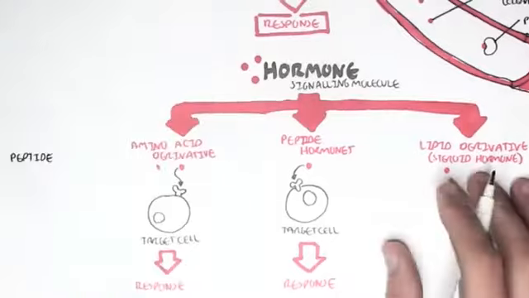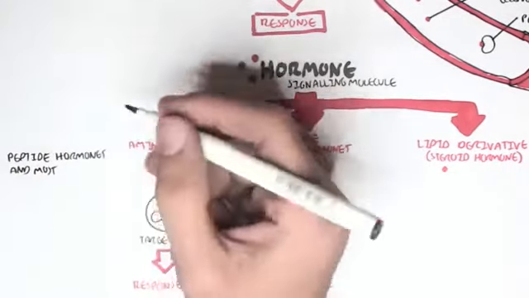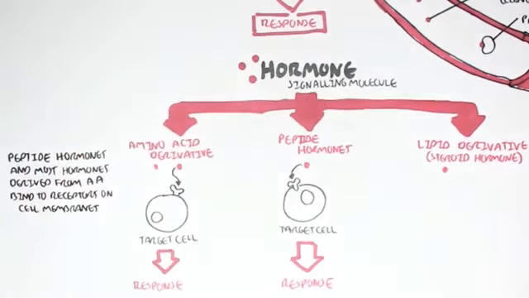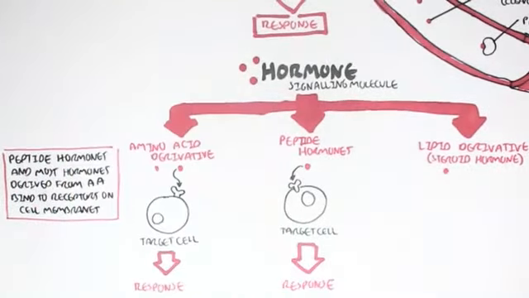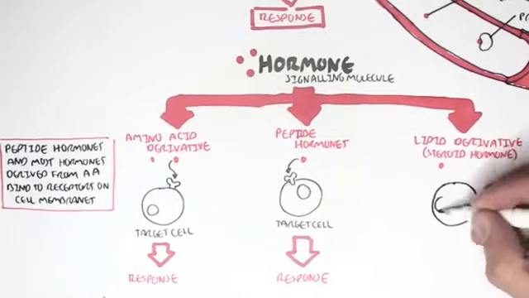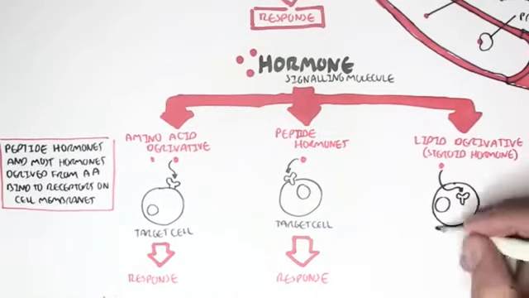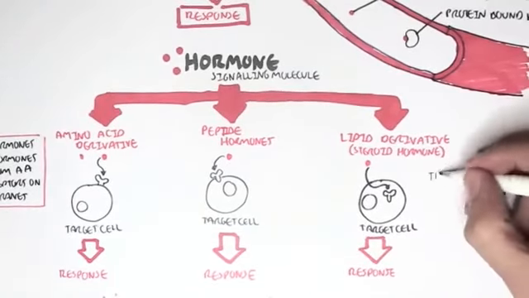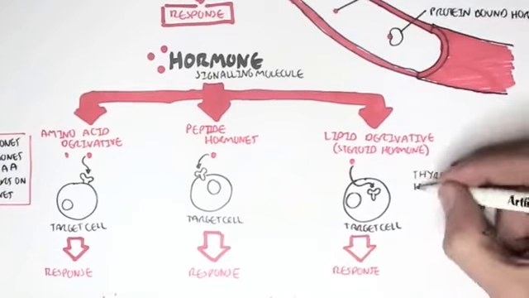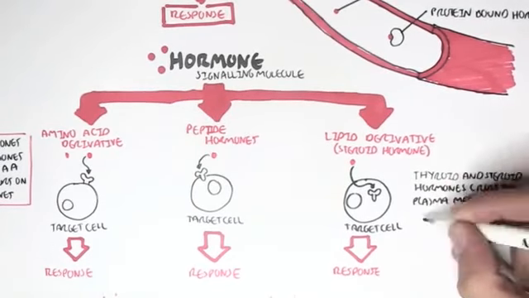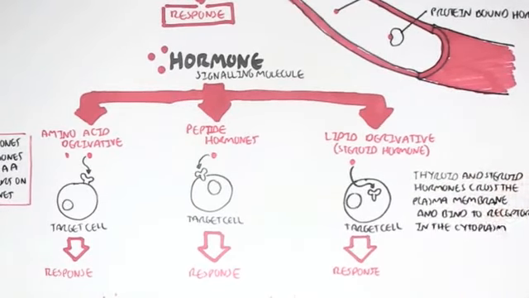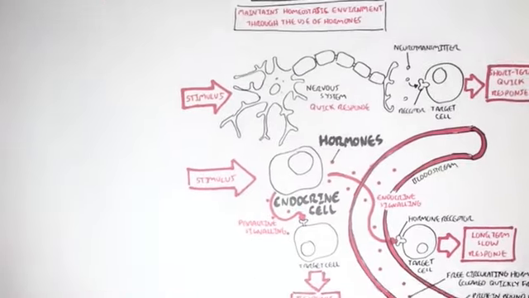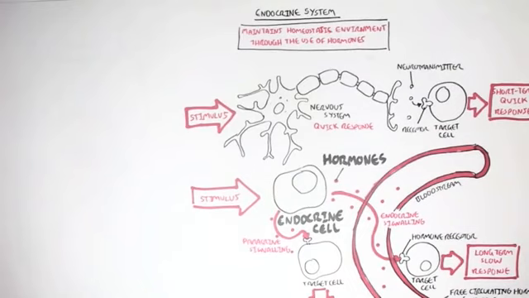Peptide hormones and most hormones derived from amino acids bind to receptors on the plasma membrane. Whereas the lipid-derived hormones cross the cell membrane and bind to receptors in the cytoplasm, as shown. Thyroid hormones and steroid hormones cross the plasma membrane and bind to receptors in the cytoplasm to initiate a response. And this is because the thyroid and steroid hormones are lipid-derived.